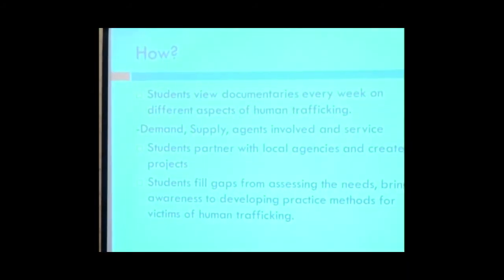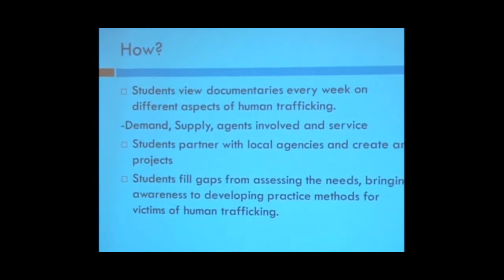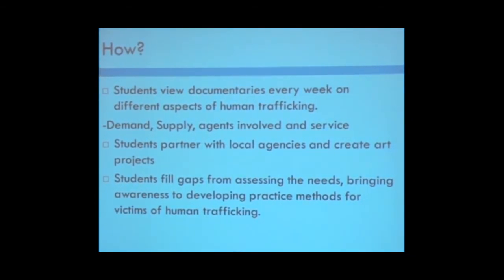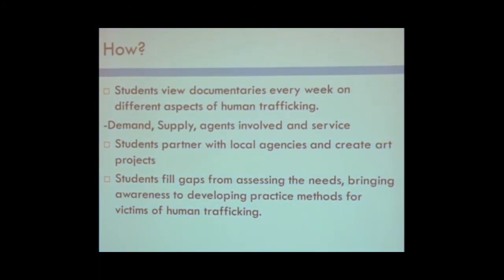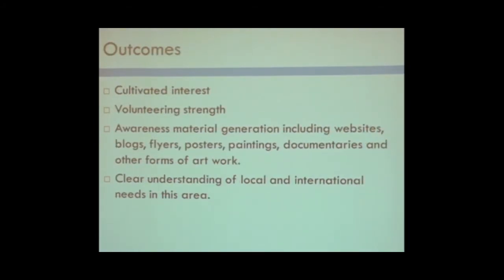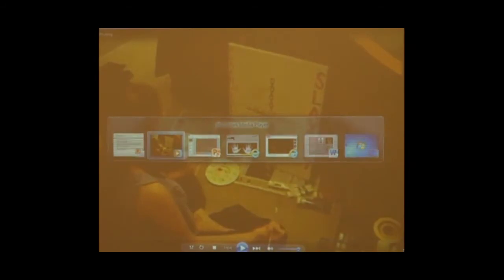So I've touched a little bit on some of this already. Students view a documentary every week on different aspects of human trafficking, such as demand, supply, the agents involved, and the service. And then we have some students who actually partner with local agencies and do things such as create art projects. And then the students really fill the gap from assessing the needs and bringing awareness to develop practice methods for victims of human trafficking through the work that they do. So let me swing over and show you a few things.